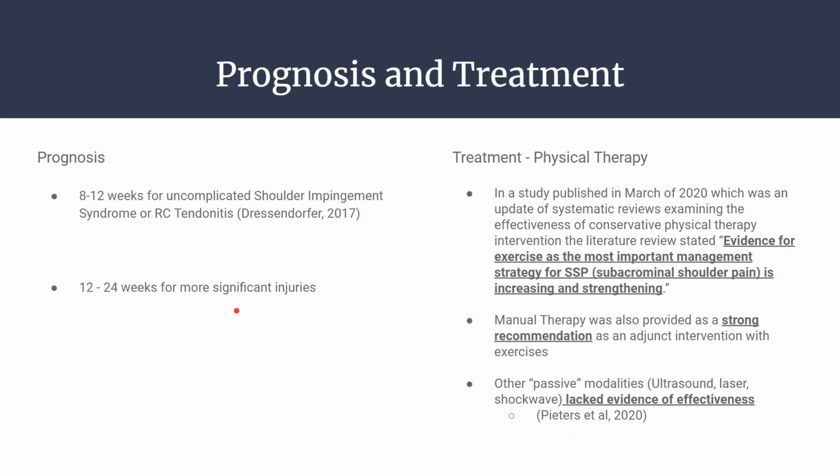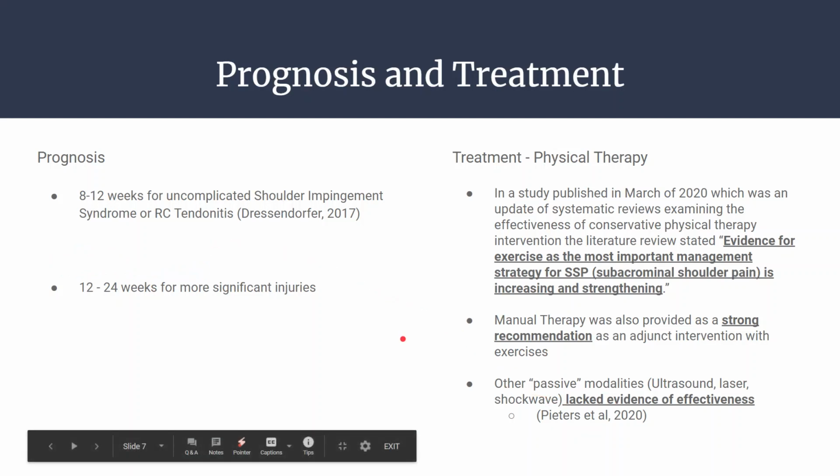Treatment-wise, focusing on physical therapy, because if you have rotator cuff tendonitis, going to physical therapy to get that treated is going to be the best case for you. Again, the time frame, it's going to take a long time, but it's better than any sort of other passive modalities, and we'll address that in a minute here.